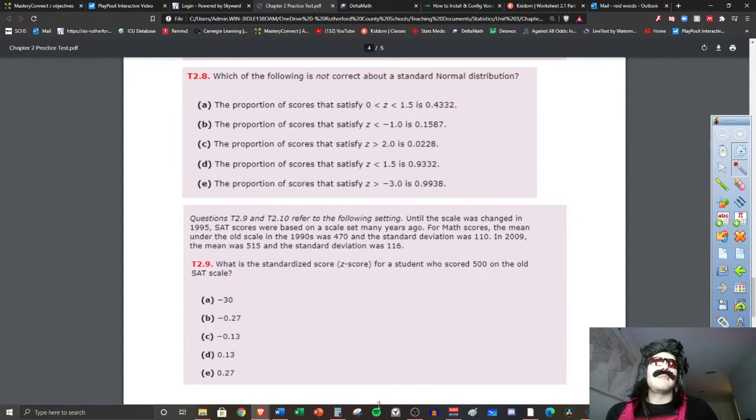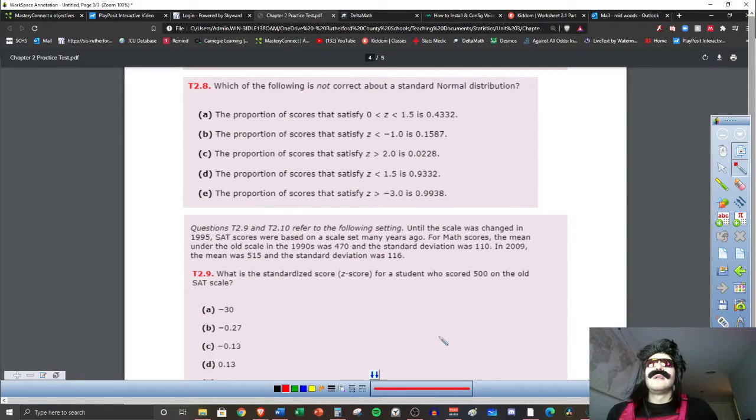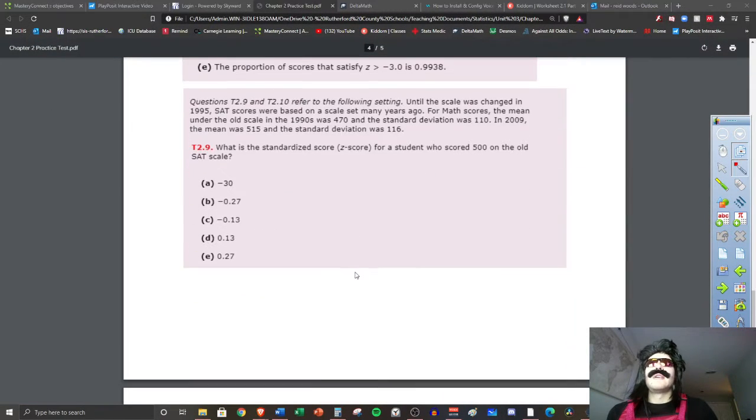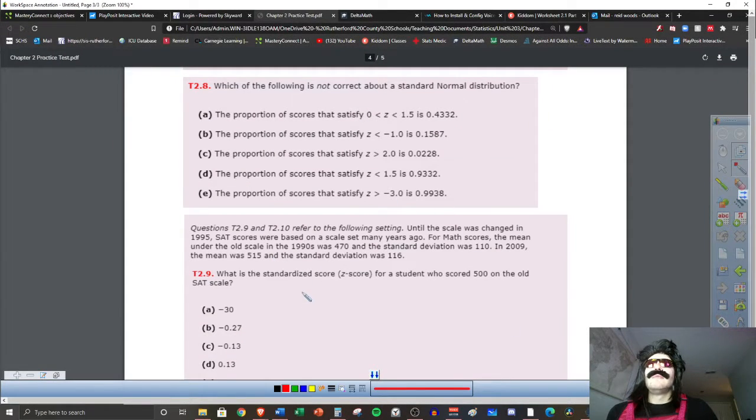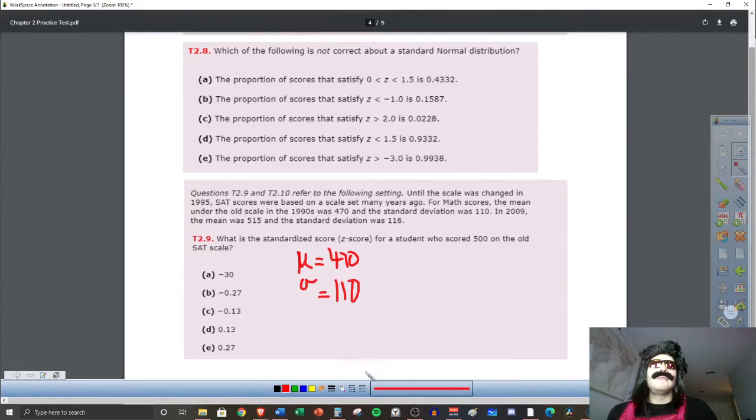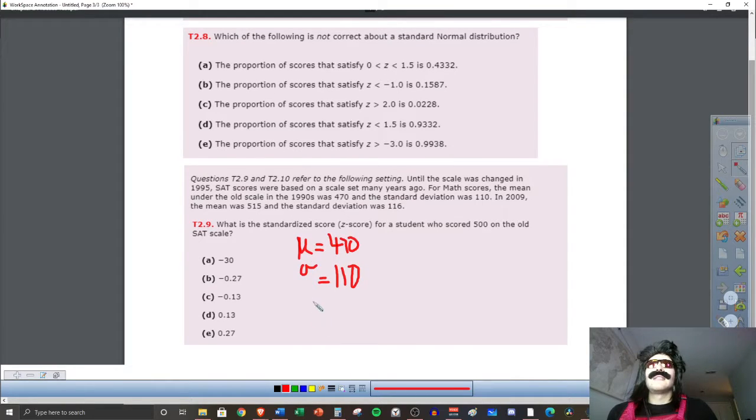So I'm going to write some of this up here. And actually, hold on, before I do this, I know that, well, we'll get 10 in a second. So this is fun. We know that the mean is 470, and the standard deviation is 110. And then we have the other one. So the other mean is, this is 2009, the mean was 515.